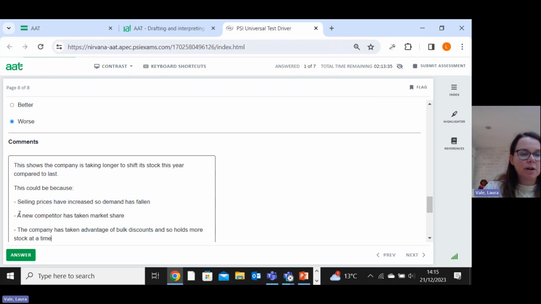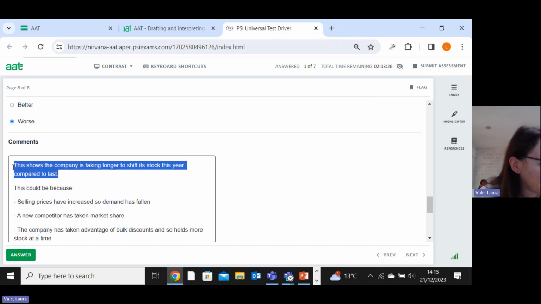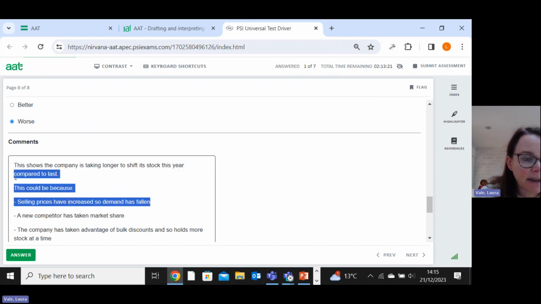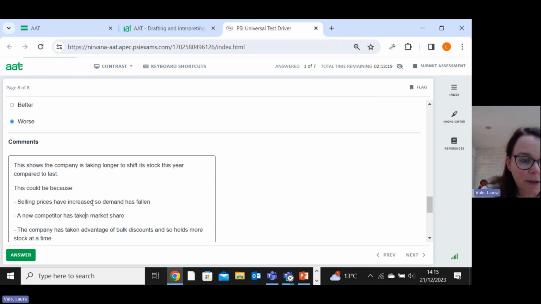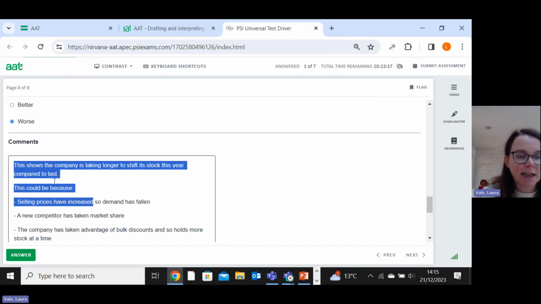Right, again, let's have a little look at the suggested answers. So 1 mark for saying it's worse, 2 marks for saying it's taking longer, so 2 marks there. 2 marks for saying it could be because the prices have increased. So actually, according to the mark scheme, that gets me to full marks. They've said, as well as a suggestion, it could be due to lower marketing expenditure, could be due to poor inventory management.